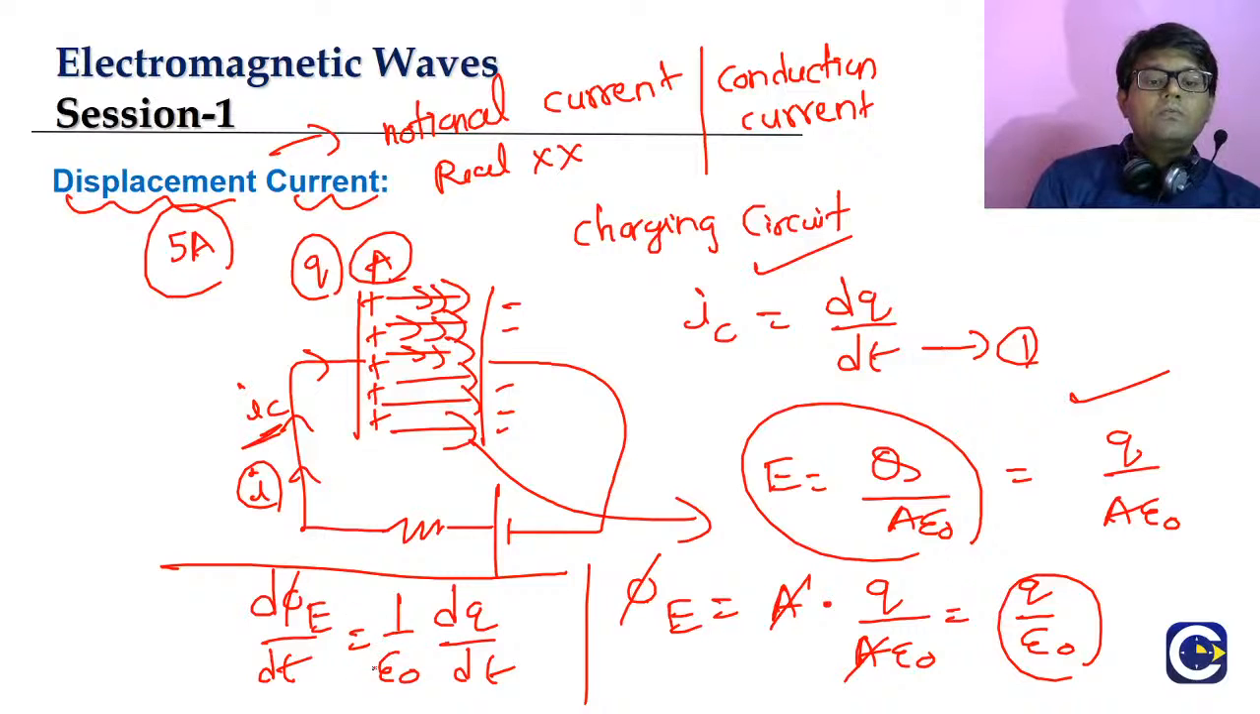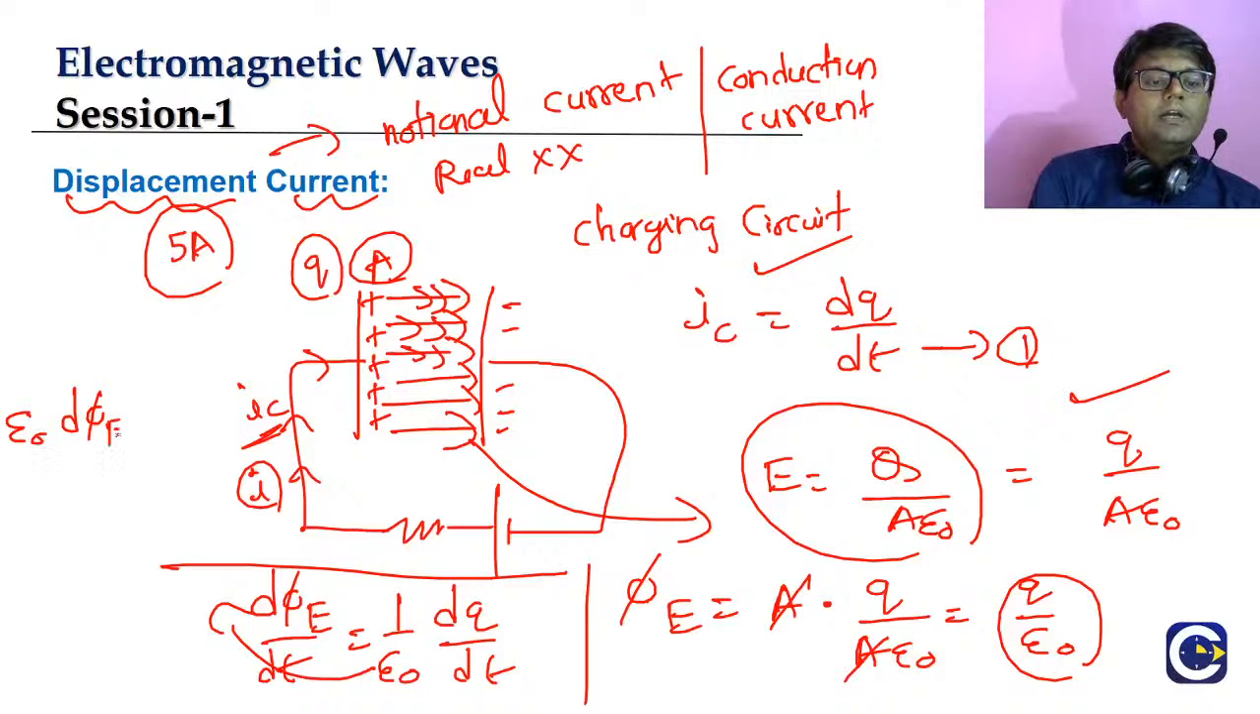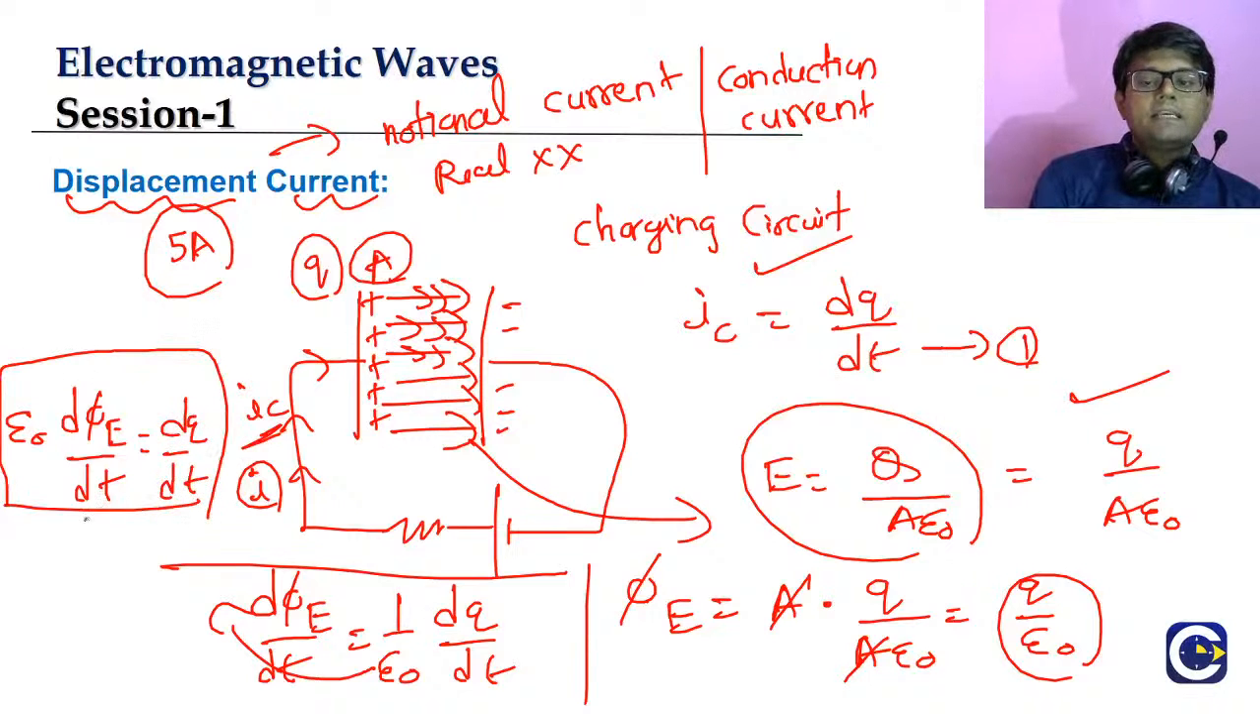Now what we'll do is take this epsilon naught to the left hand side. I'll tell you why we are doing all this rearrangement, because we are trying to understand how we will arrive at the relation between the electric field and the magnetic field. If you take epsilon naught to the left hand side, the left hand side will be epsilon naught into d phi E by dt. The right hand side is nothing but dq by dt.